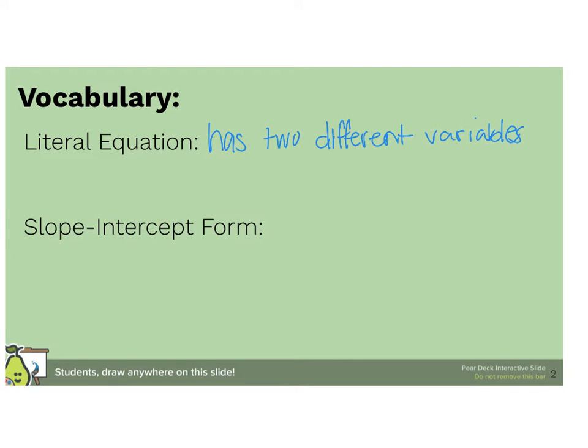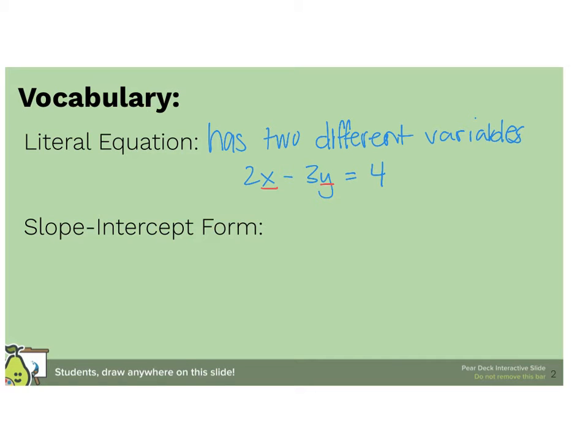So up until now, all of our equations have had one variable. From now on, we're going to see two of them. Usually it's x and y. So for instance, if I have the equation 2x minus 3y equals 4, this is a literal equation because I have an x and I have a y. So not just two variables, but two different variables, meaning x is a different variable from y.